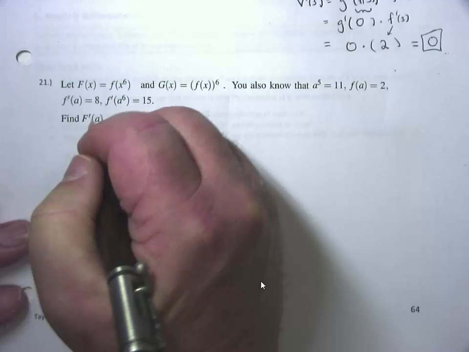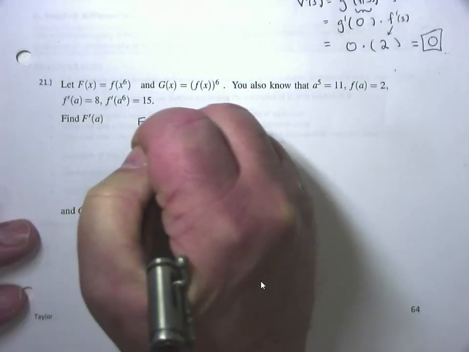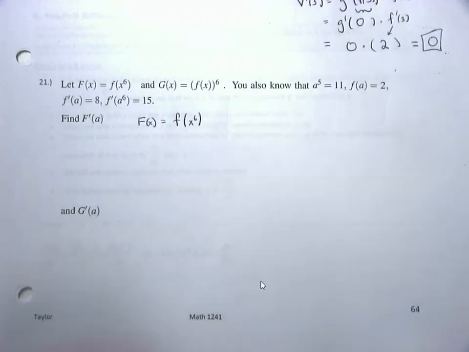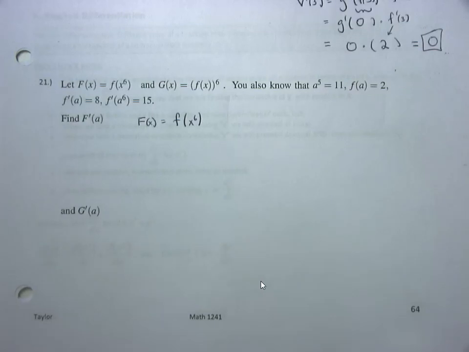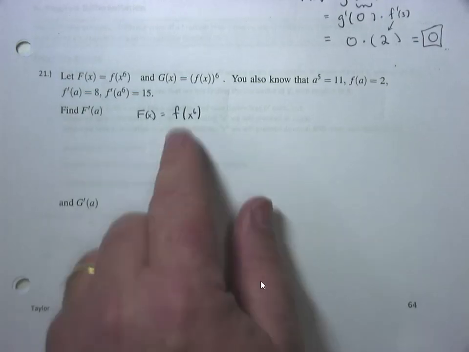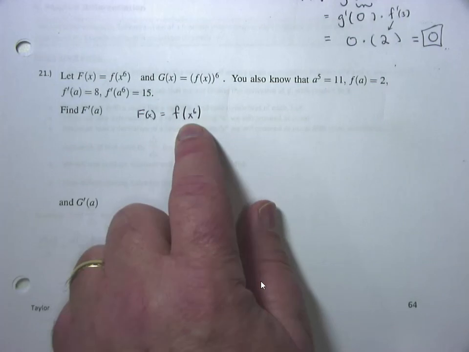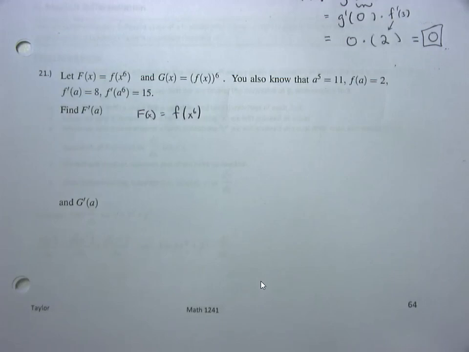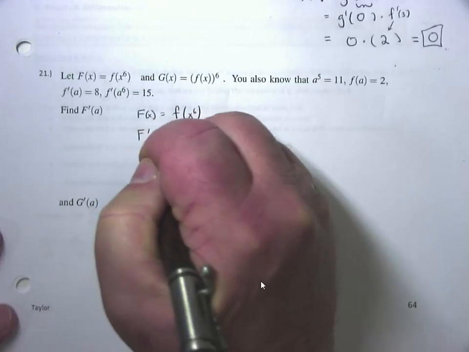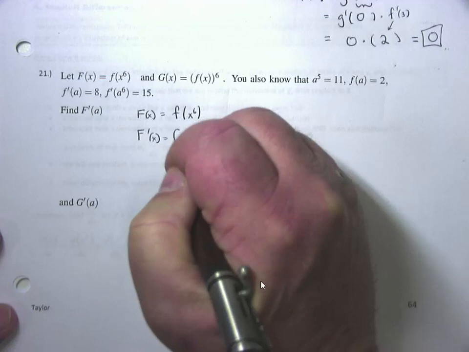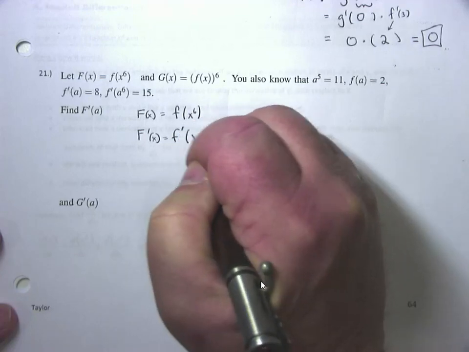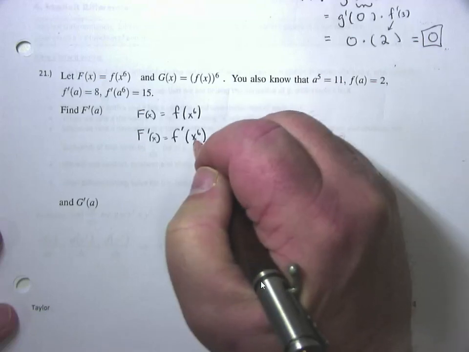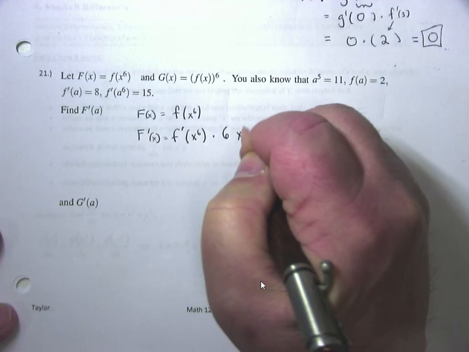So first thing, before I find big F prime of a, I have to figure out what big F of x is. Well, big F of x was f of x to the 6. Pause, hesitate, and ask yourself, what do you see with this notation? I see f as the function on the outside, but inside that parentheses, I see x to the 6. This is outside, inside, this is chain rule. So to take the derivative of this guy, big F prime of x, you take the derivative of the outside, f prime. The inside x to the 6 stays the same, but then you have to multiply by the derivative of the inside. What's the derivative of x to the 6? 6x to the 5th.